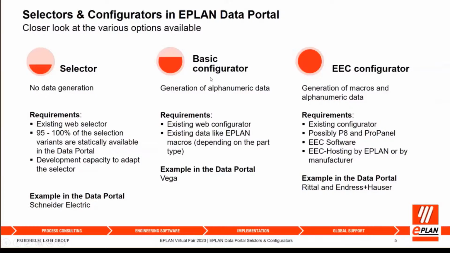The second option we offer is a basic configurator. This does have the generation of alphanumeric data. Again, there has to be an existing web configurator. There has to be the data created within the ePlan data portal like macros, and that does depend on the part type. We right now have that as an example of Vega on our data portal.